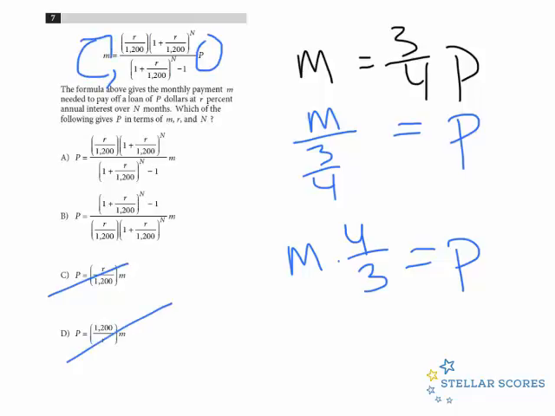And do you see how A is just a rewriting of this? They didn't flip it. So A's out. So that leaves B. That's got to be the correct answer. Now, this one was fairly easy. They didn't do anything nasty in here.